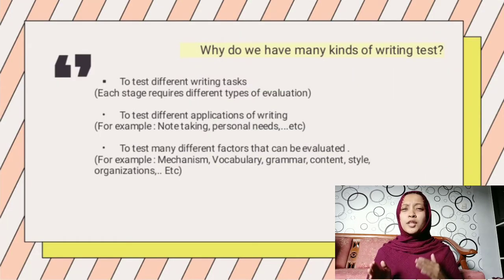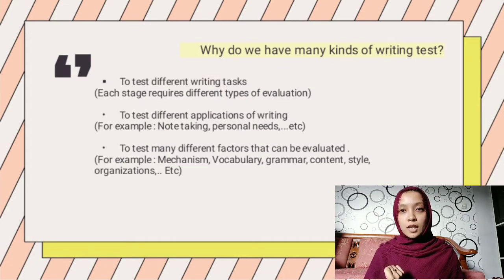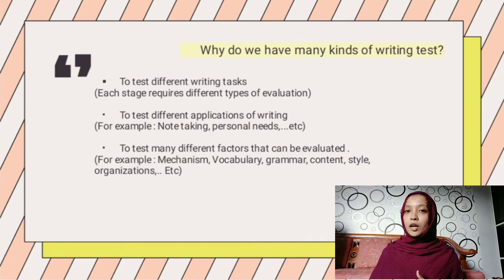And the next is, why do we have many kinds of writing tests? For the first, it is to test different writing tasks, where each stage requires different types of evaluation. The second is to test the different applications of writing, for example, note-taking, personal needs, and so on. And the third is to test many different factors that can be evaluated, for example, mechanics, vocabulary, grammar, content, style, organization, and so on.